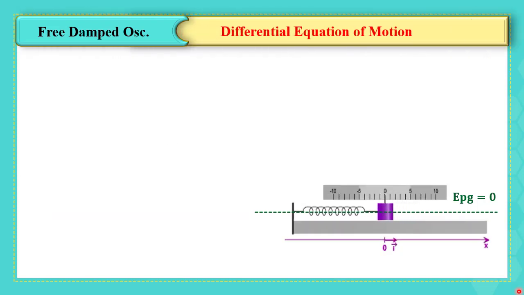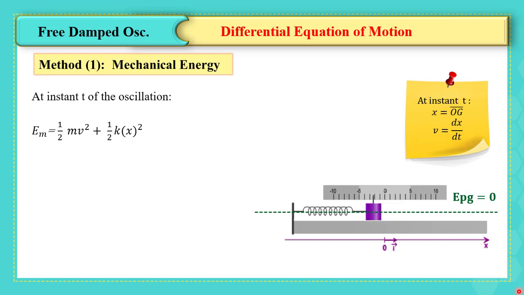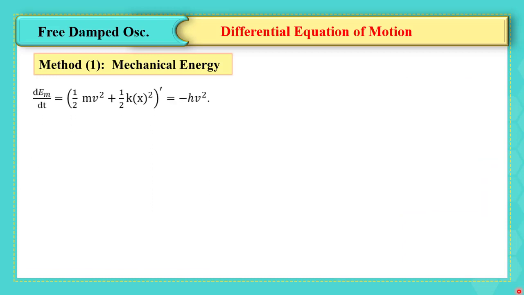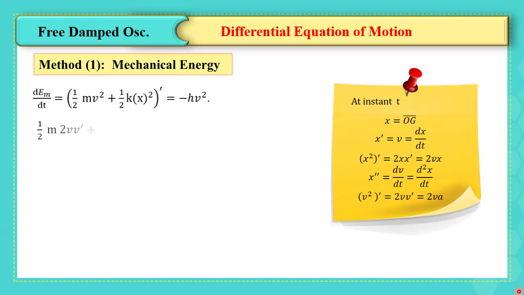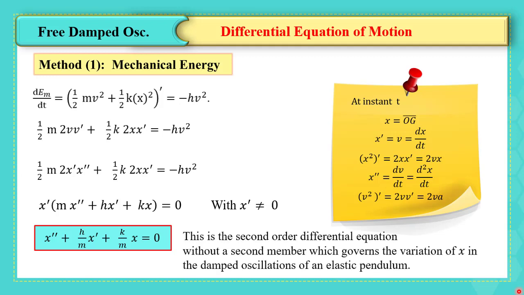Following the same steps, method 1 to find the differential equation is the mechanical energy. So at any instant, it is half m v squared plus half k x squared. But now there is a non-conservative force, and the mechanical energy is not constant. The derivative is not 0 anymore. We can write it as minus h v squared. Following the same steps of derivative for x squared and v squared, reducing 2 and half, and adding h v squared on both sides of the equation, we can find finally that the differential equation is given by x double prime plus h over m x prime plus k over m x equals 0, and this is the second order differential equation without a second member which governs the variation of x in the damped oscillations of an elastic pendulum.